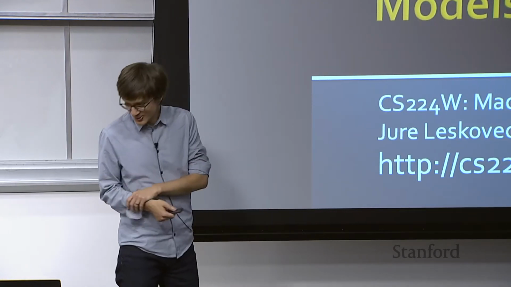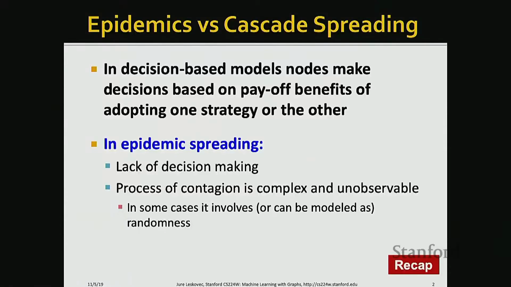Okay, great. So probabilistic models. What we talked about last time was decision-based models, where we think of nodes as part of the network, and we think of them as deciding very consciously and rationally, based on the payoffs, whether to adopt a given behavior or not.